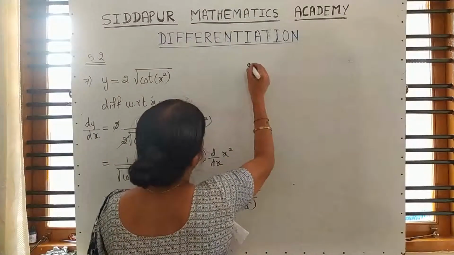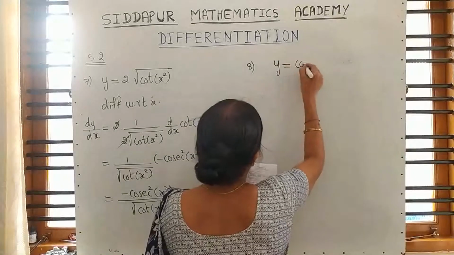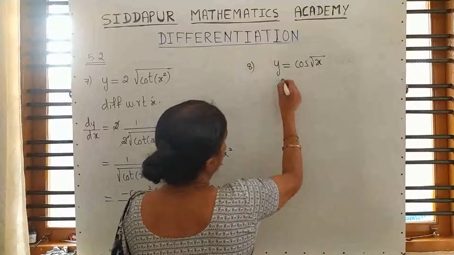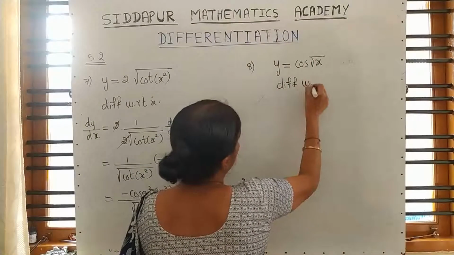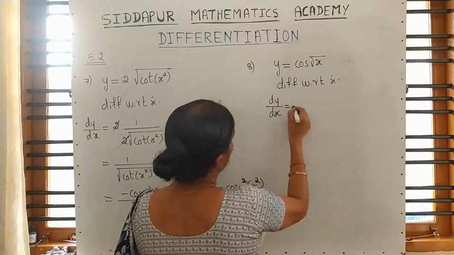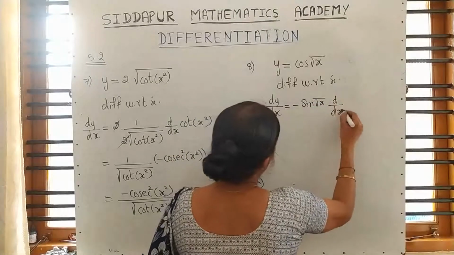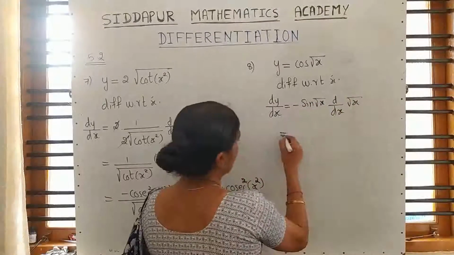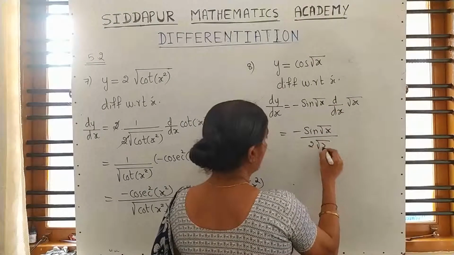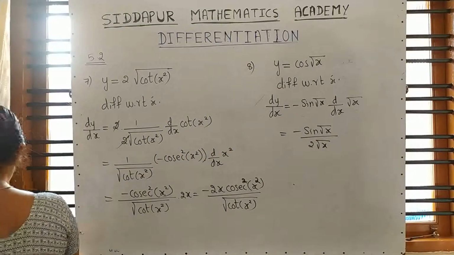Question number 8. Y is equal to cos of root x. Very simple. There is no power. Directly we have to differentiate the trigonometric term. Differentiation of cos is minus sine root x because angle is root x into differentiation of root x. Differentiation of root x is 1 by 2 root x. See, it is very simple. Now moving to the next important question.